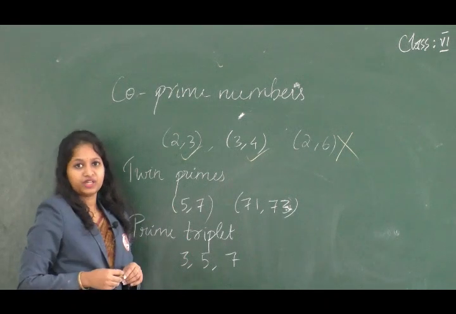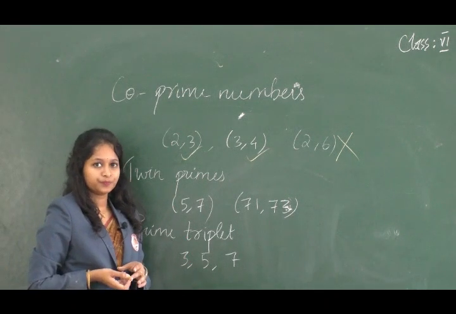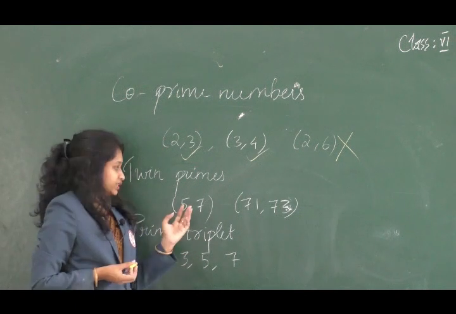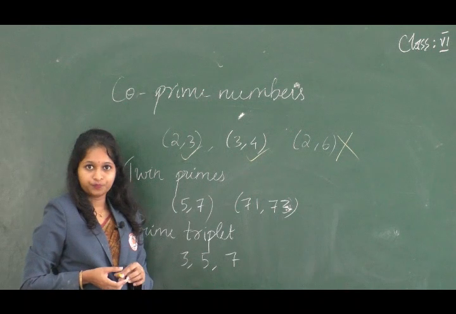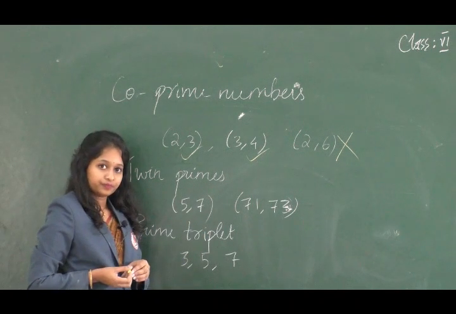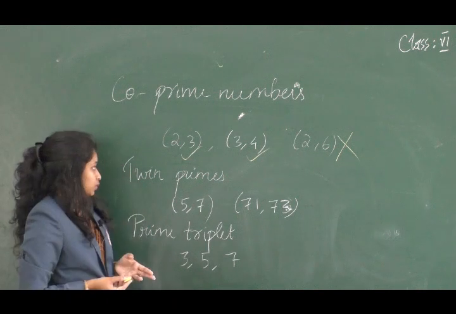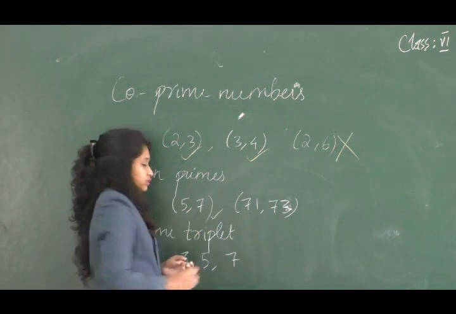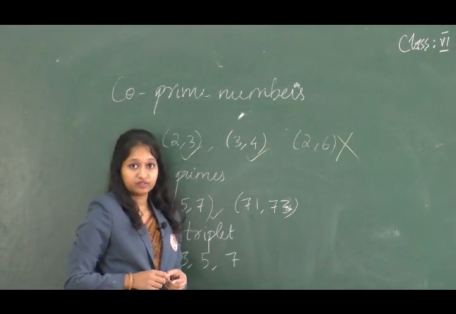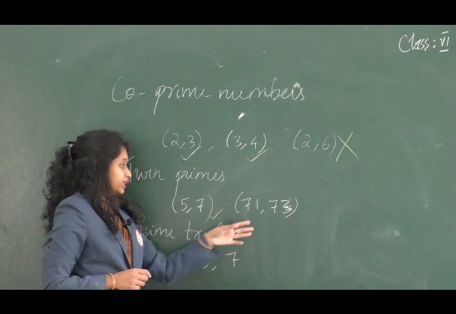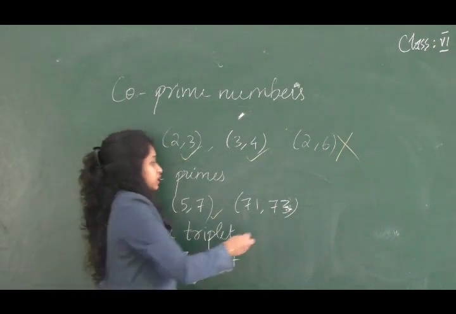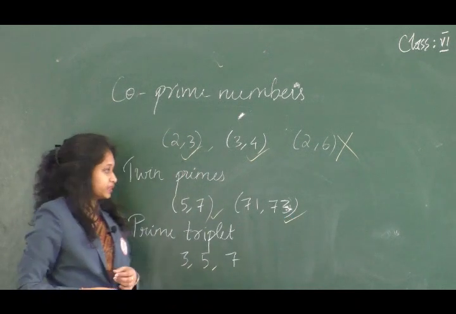Now twin primes. What is called as twin primes? Two prime numbers which is having a difference of 2. What is 7 minus 5? It is 2, right? So 5, 7 is a twin prime. A bigger number, 71, 73. Both the numbers are prime and the difference of the number is 2. So it is a twin prime.